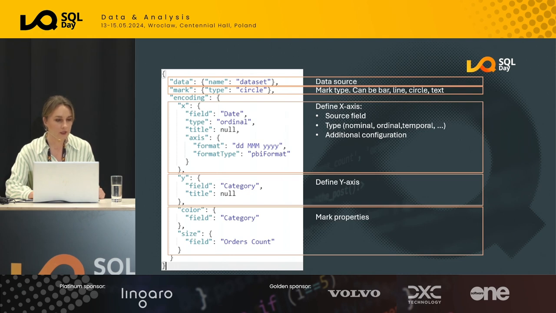The axis definition where we provide the format and the format type. I prefer to set format type to PBI format all the time so that I can use the same format definition that we usually have in the FORMAT DAX function. The next one is the y-axis definition with the source field and just disabling the title, very straightforward. And then the color and size definition that we only do with the name of the field that is responsible for this. So that's it. That's all we need to create our first visual.